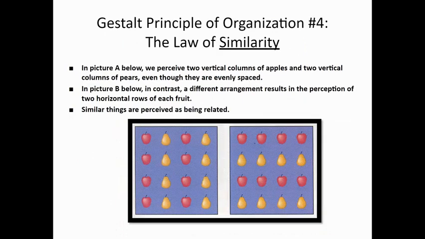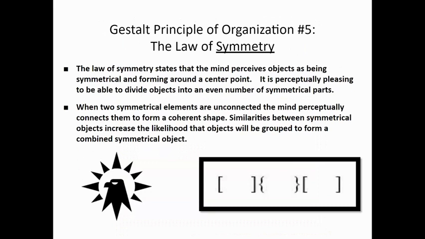Then we've got similarity. Picture A, we've got the two vertical columns of your apples and pears. They're evenly spaced. Picture B is the opposite. We've got the horizontal rows of the fruit. Since they are of the same type of fruit and both organized in rows, we can clump them together as being similar, as opposed to having different patterns or different types of fruit represented in them, even though they are inherently different.